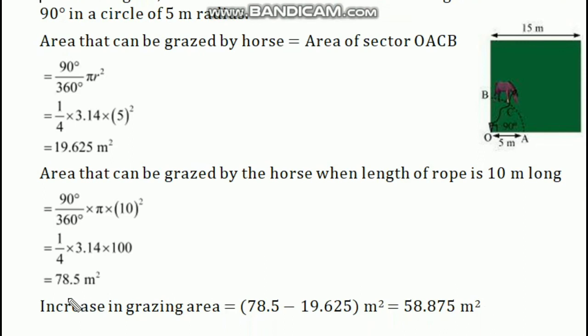Okay, so we need to subtract 19.625 from 78.5. Actually, this is the area of the sector if the radius is 5 meters, and this is the area of the sector if the radius is 10 meters. If you subtract, you will get 58.875 meter square. Actually, this is the increased area when we extend the rope. This much area increased.